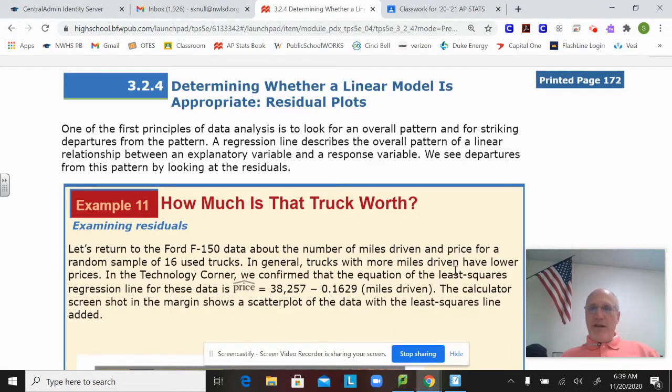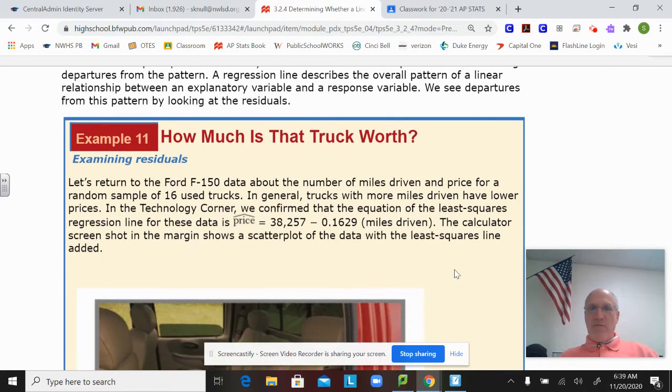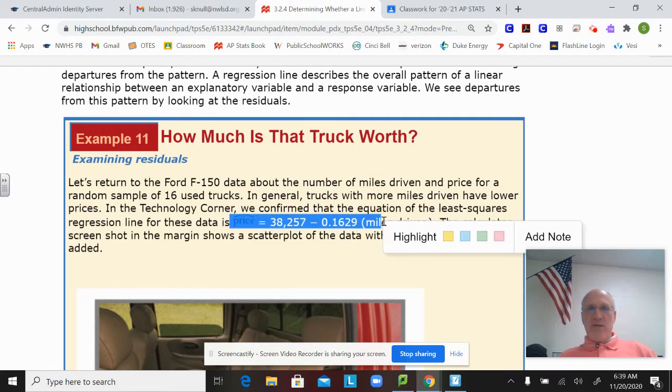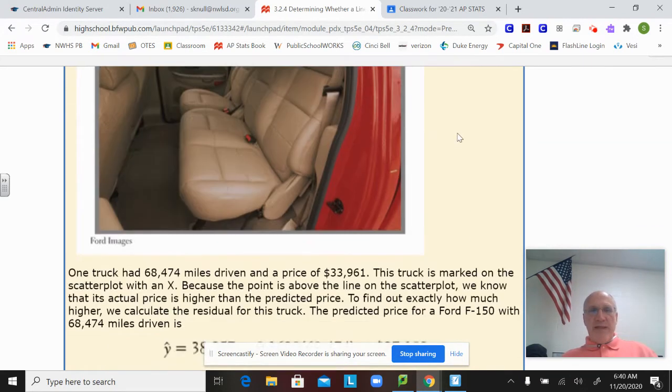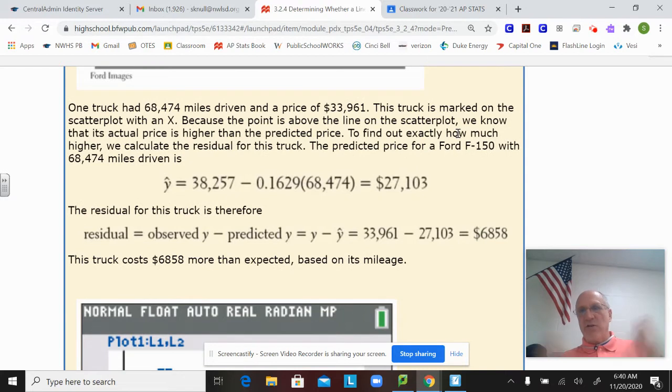All right, so we're going to refer again to this data about trucks we've talked about before. And here is the best fit line. It is price hat or y hat, which is the expected price. It would be 38,257 minus 0.1629 times miles. And remember, we did the regression. We found the y-intercept was 38,257. The slope was negative 0.1629. And so we could use that line to predict the price for a truck with a certain number of miles.